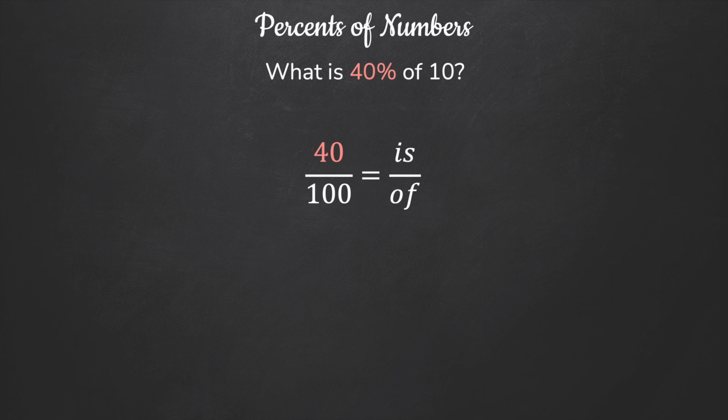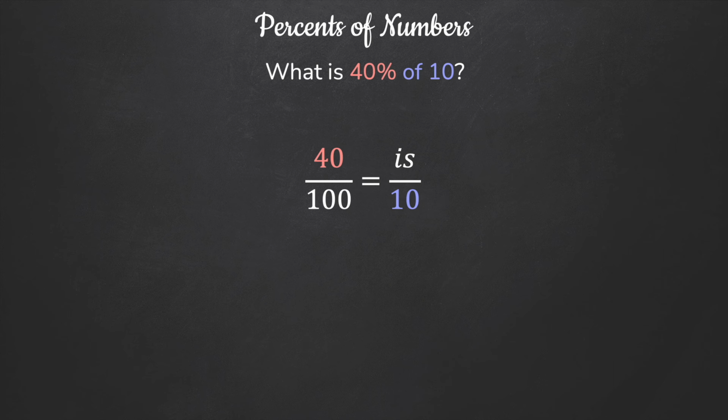So we want to know what is 40% of 10. That means that 10 is a whole, and because it's a whole, it's going to be our new denominator for the fraction that we're going to make equivalent to 40 over 100. So because it's 40% of 10, we're going to replace the word of here with 10. All right? So now we've set up our proportion here, and we want to find out what 40% of 10 is, and that's the one we're looking for.